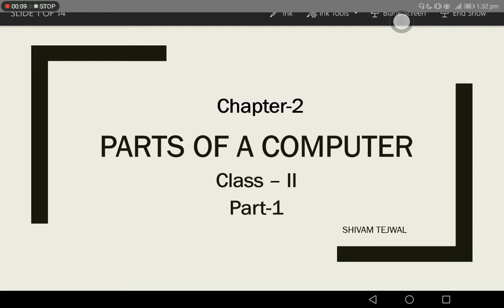So today we will start our chapter number 2, which is parts of computer. So without wasting any time, let's start.